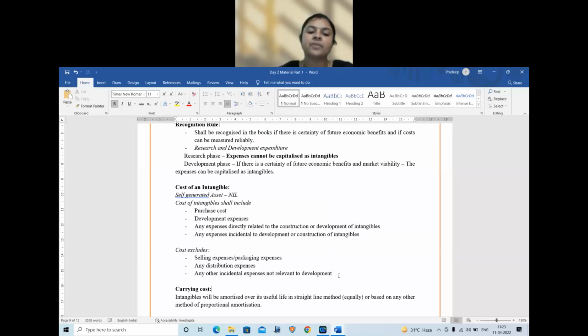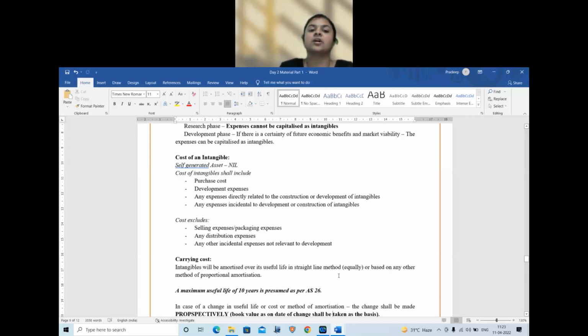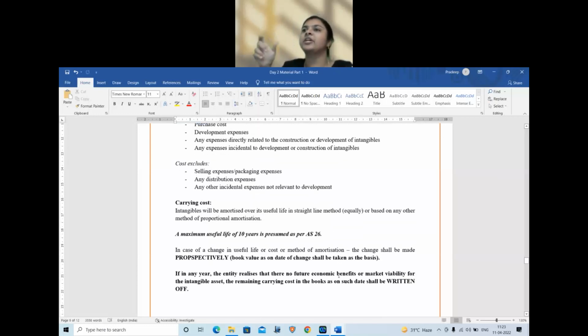Carrying cost. The carrying cost is nothing but the cost at which it will be shown in the books of accounts. So in the books of accounts, the intangible has to be amortized over a straight line basis unless you find any other suitable method.